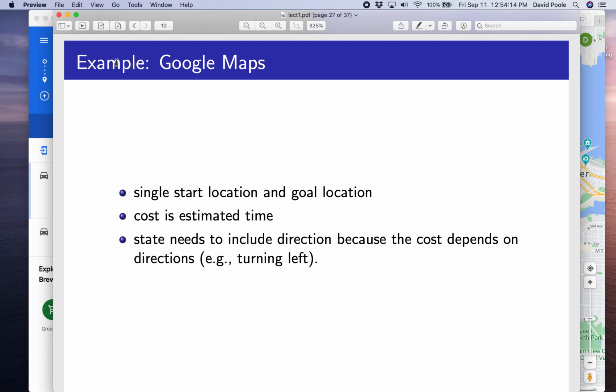So the state here needs to depend on both the intersection and the directions. For example, turning left in here. And so that's what's going to happen here, is we need to think about what we need in the state.